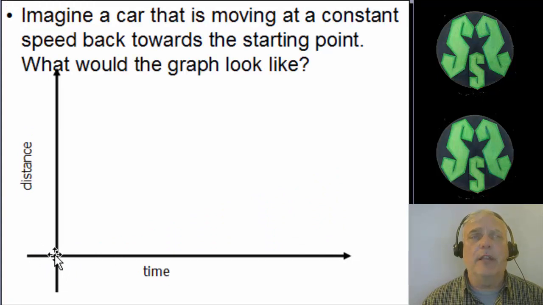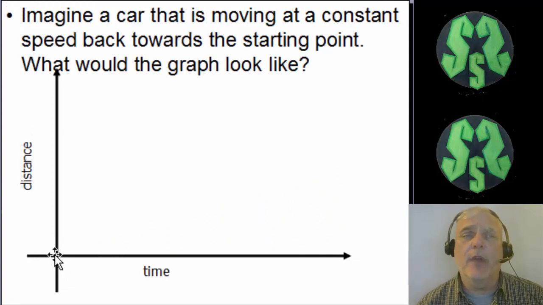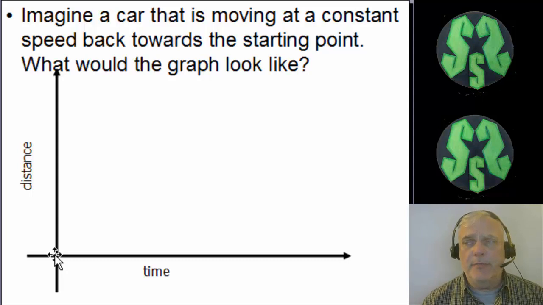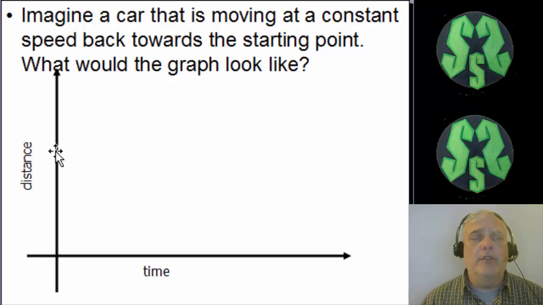Imagine a car is moving at a constant speed backwards towards the starting point. What would the graph look like? When you make a distance time graph, you're really using some sort of point of reference, and normally we're going to use the starting line of a race, or maybe if you're trying to figure out the speed going on a trip, you would start at home. Home would be your starting point, your point of reference. So as time goes by, your distance is getting further and further away from your home.